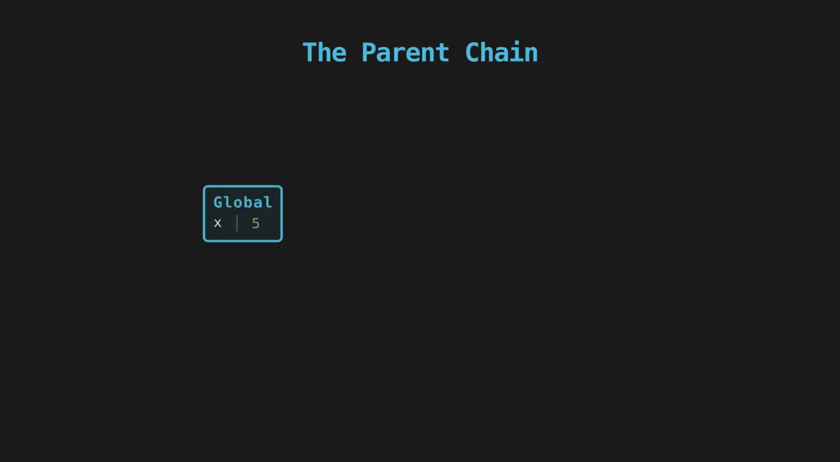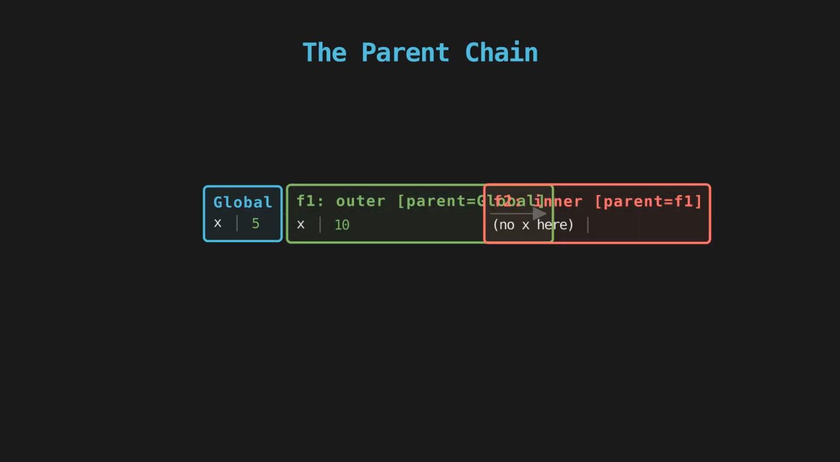What if a variable isn't in the current frame? Python follows the parent pointer. Define outer with x equals 10 and inner that prints x. When inner runs, Python looks for x in inner's frame. Not there. So it follows the parent pointer to outer's frame and finds x equals 10. Variable lookup always goes up the chain, never down.